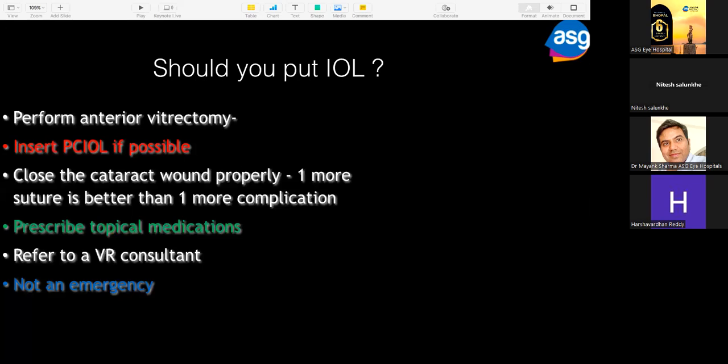Now, coming to how do you decide whether you should put an intraocular lens in such a case or not? Once you've performed a good anterior vitrectomy and you're sure there's no vitreous in the anterior chamber, you should assess the capsular support. Suppose there's a central circular PCR, like in a case of a posterior polar cataract, you can very easily put a lens in the bag without any problem. But suppose there's a bigger PCR, then you assess the sulcus support, look at the ALC margin, and if you're sure there's good sulcus support, you can put in a three-piece IOL in the sulcus, and it's absolutely safe.